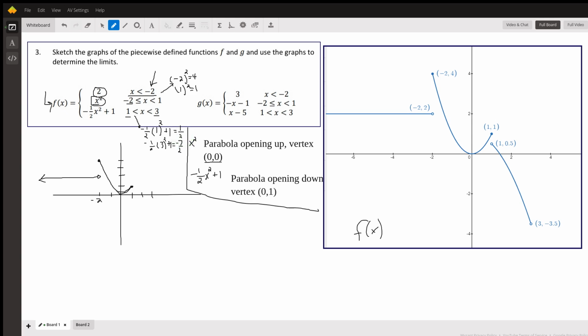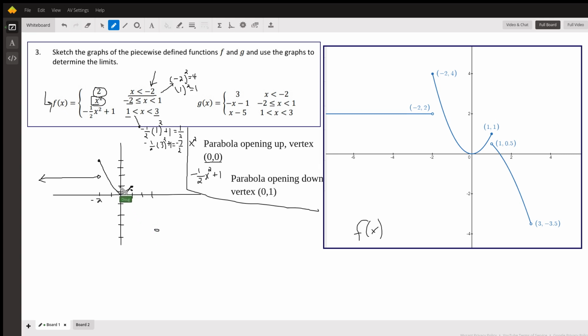Okay, so 1, 1/2 is this point right here. And since 1 is not in the domain, we have an open circle there. And if I put a 3 into that function, 3 squared is 9, -9/2 plus 1 is -7/2, or -3/2 when x is 3. So 1, 2, 3, 4, 3/2, open circle down here.